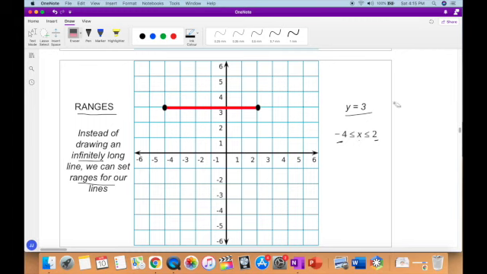The line must be greater than -4 and it must be less than 2, right? So everybody understand how to set a range for your lines? Shazay, you okay with this? Just explain that one more time.